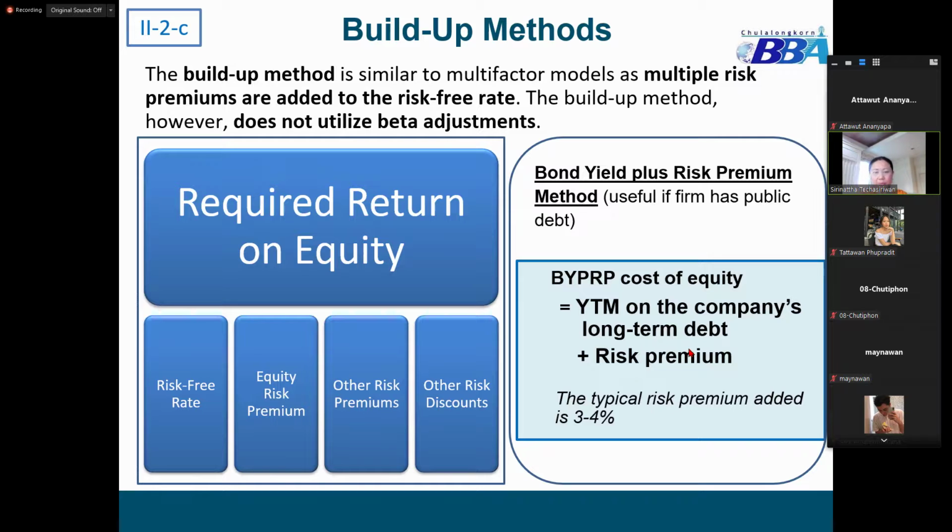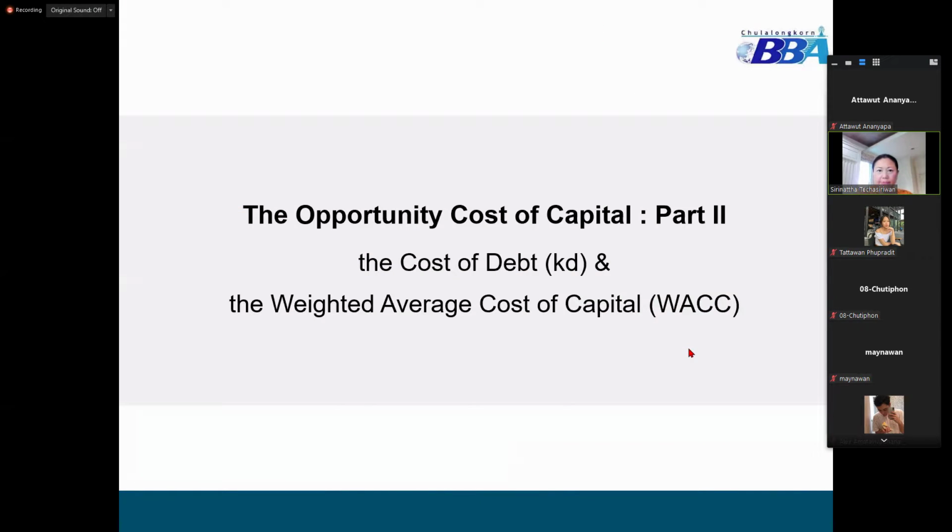Okay, so until this slide, any question? If you don't have questions, this is the end of the estimation of the cost of equity, right? The approaches were CAPM, Fama-French under multi-factors, and the build-up model. The next topic we're going to talk about is the estimation of the cost of debt and the weighted average cost of capital. So let me share the next slide.